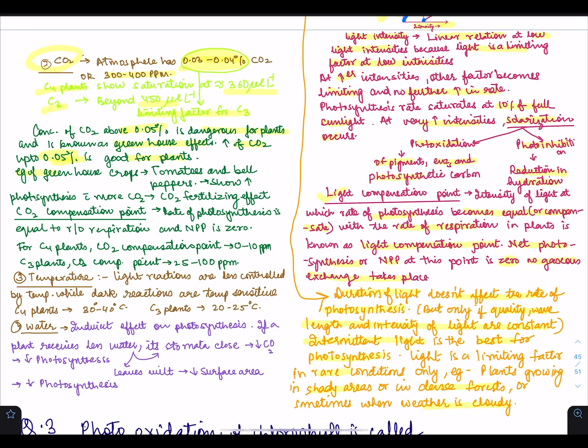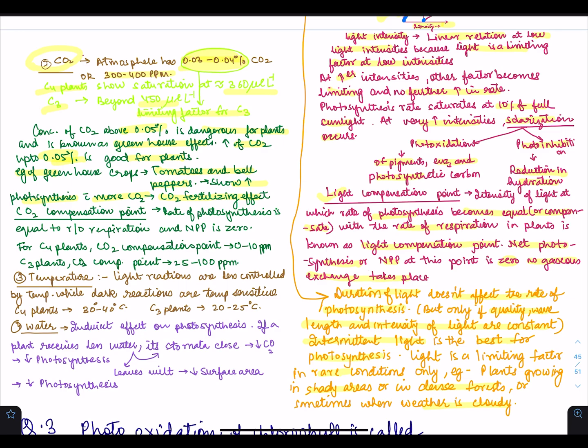What are the examples of greenhouse crops? Tomatoes and bell peppers. They show more photosynthesis with more carbon dioxide. So, this factor is known as carbon dioxide fertilizing effect.